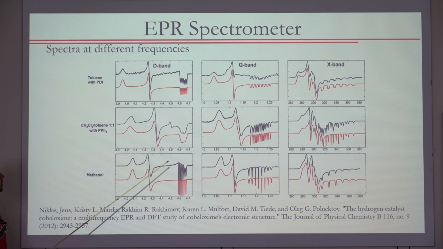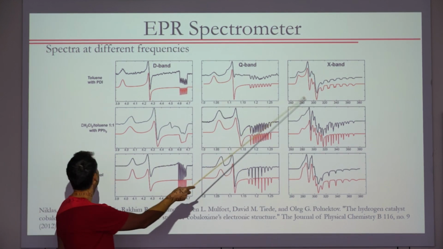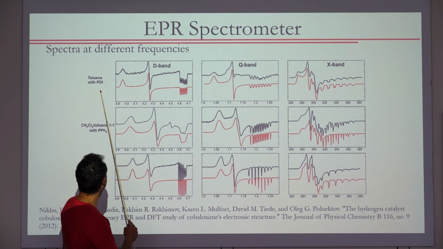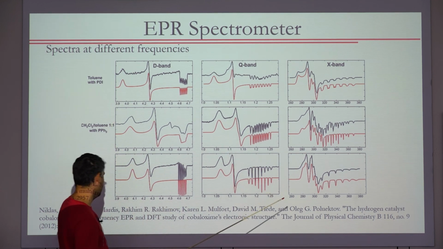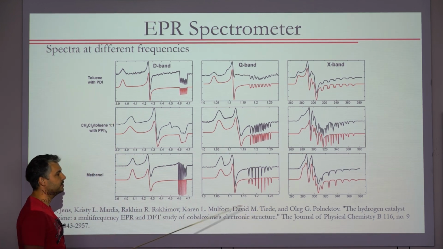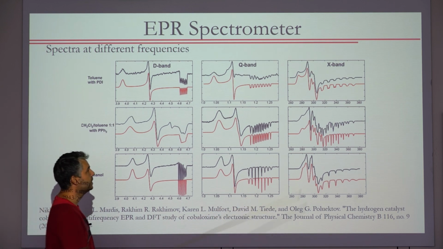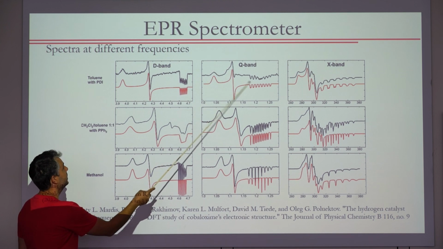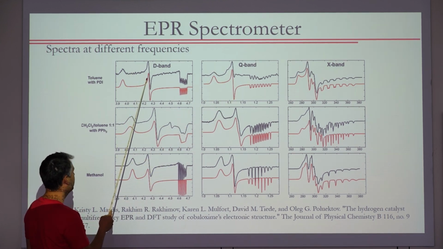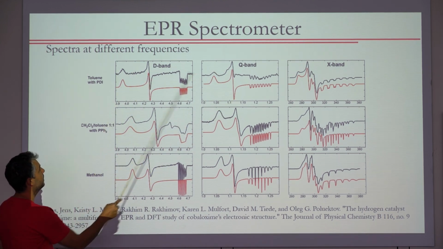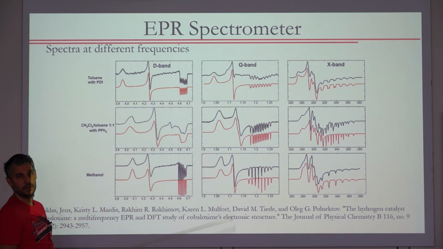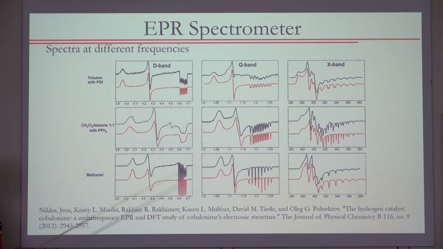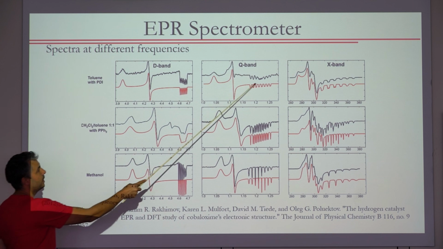So this is, for example, a sample, I don't know, cobalt oxime. This is a low spin cobalt complex. This is what it looks like in X band, and in Q band you start separating the values, and in D band, which is much higher, I don't remember how much, you really separate the different directions, different G values. But the hyperfine splittings are always the same.